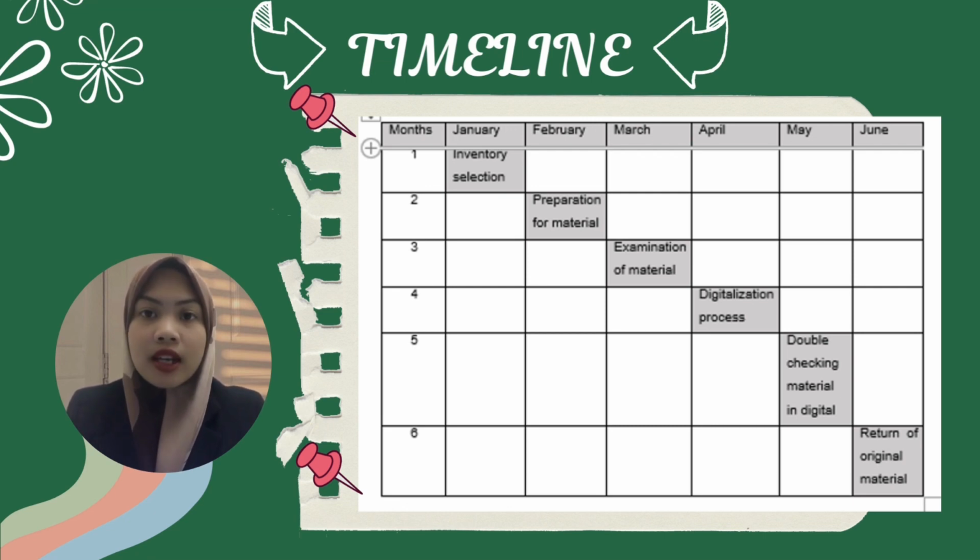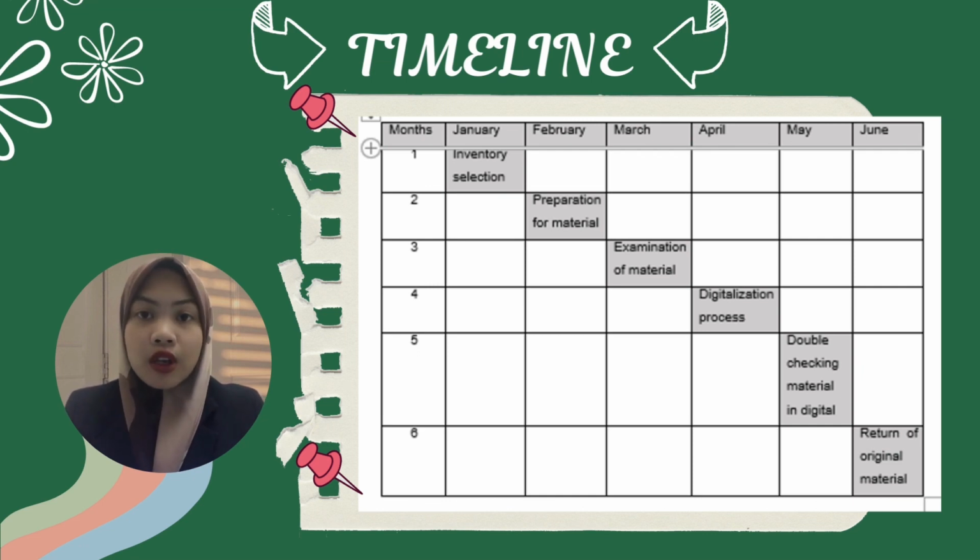For the third month, we examine the physical condition of the material to ensure that the material is not damaged. Then we examine the order of content, where each page is in sequence based on the minute paper number on the file.